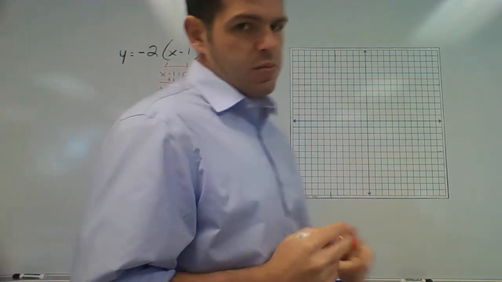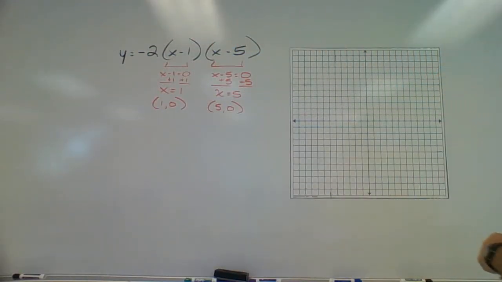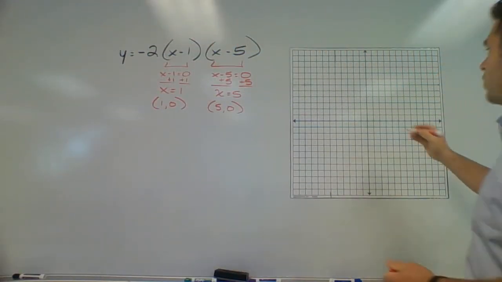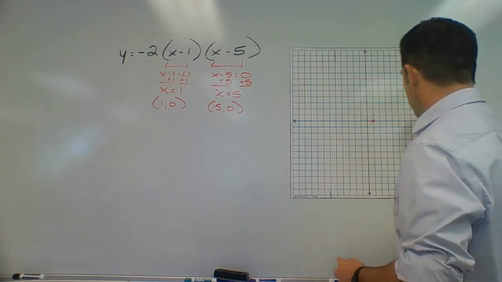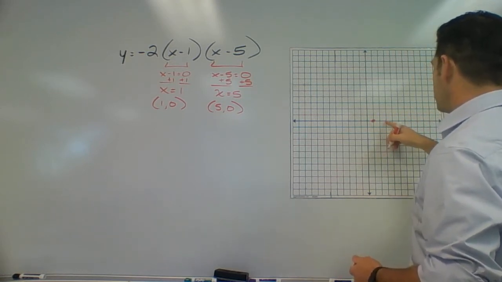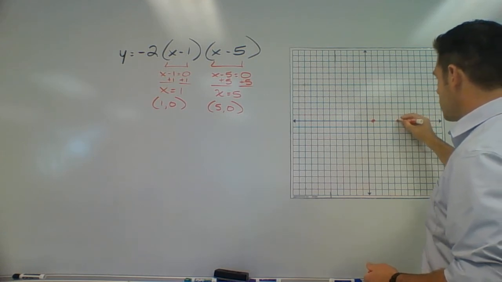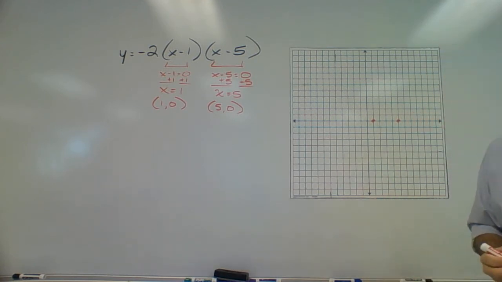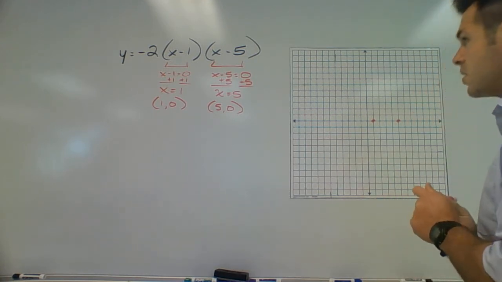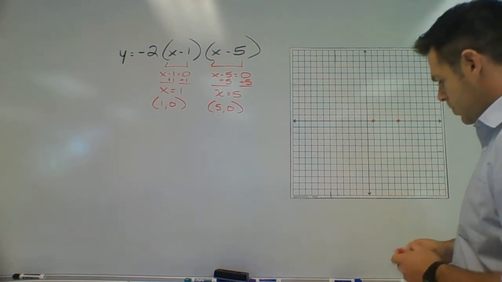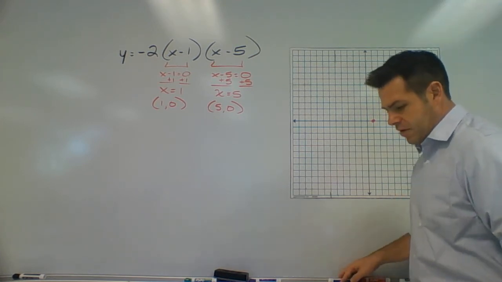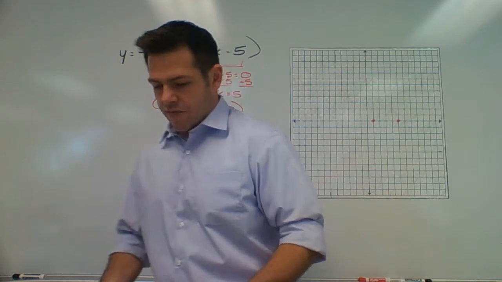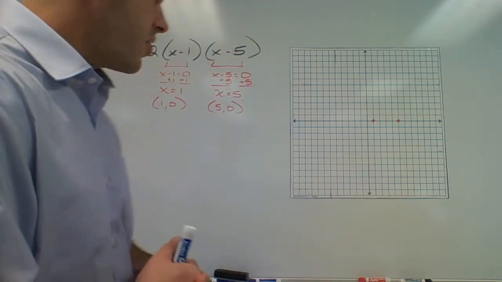So I'll graph those points over here on the graph. We have a point at 1, 0. We have a point at 2, 3, 4, 5, 0 right there. That's our x-intercepts for this problem. The next thing I need to figure out, because again our goal for graphing a parabola is to have at least 5 points.